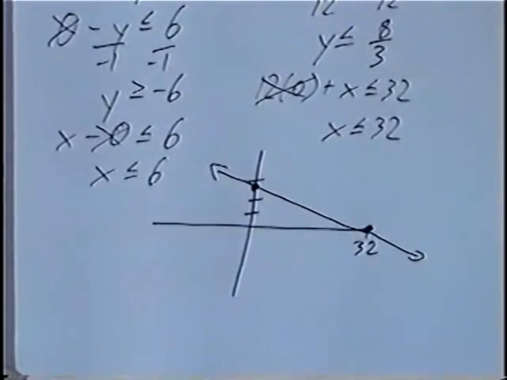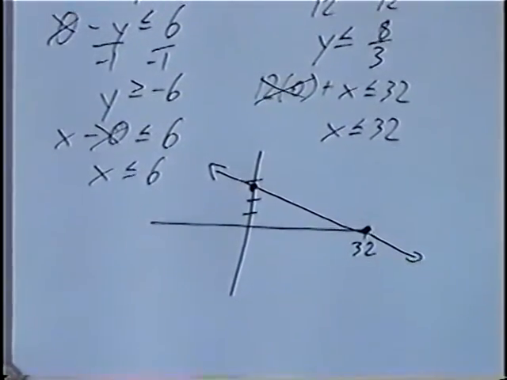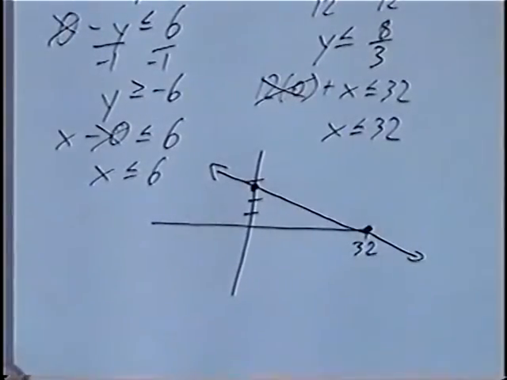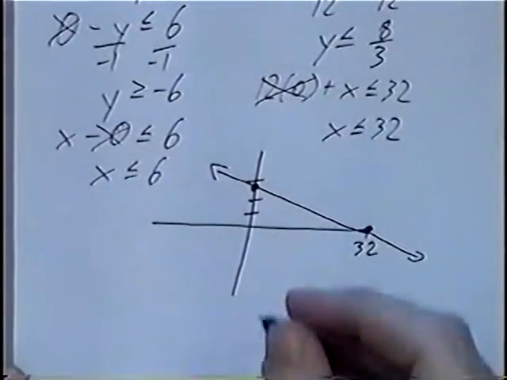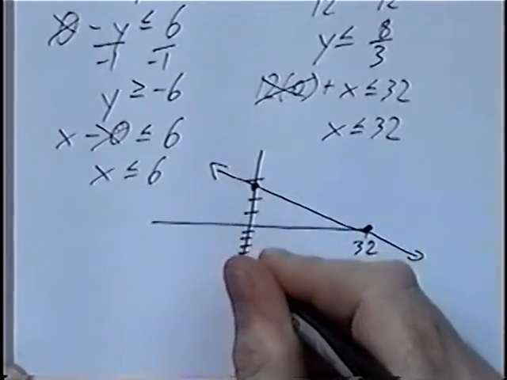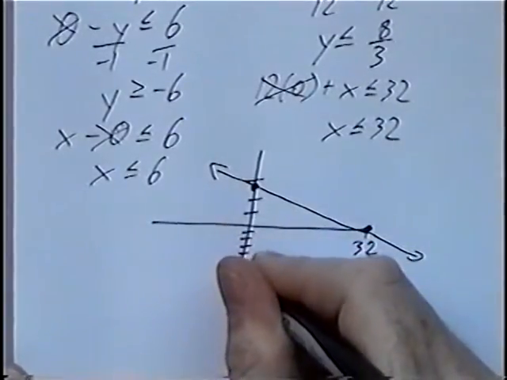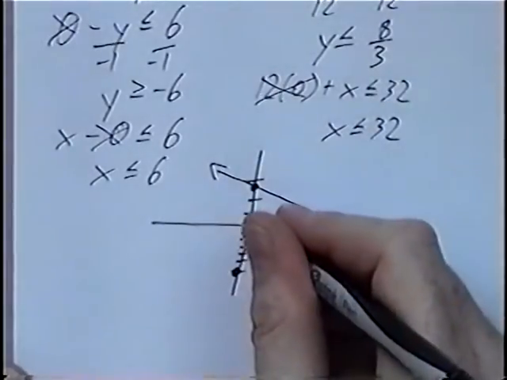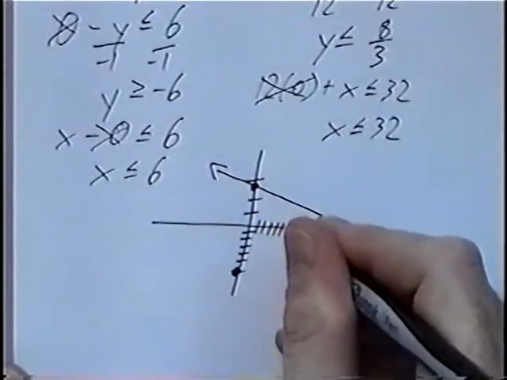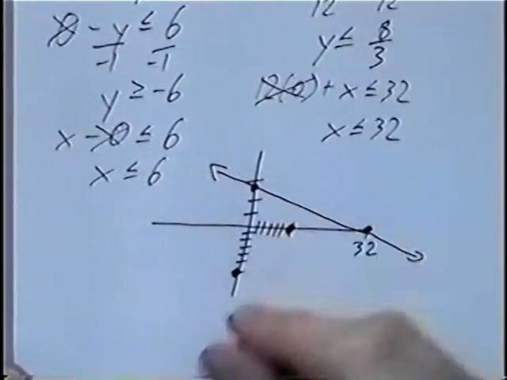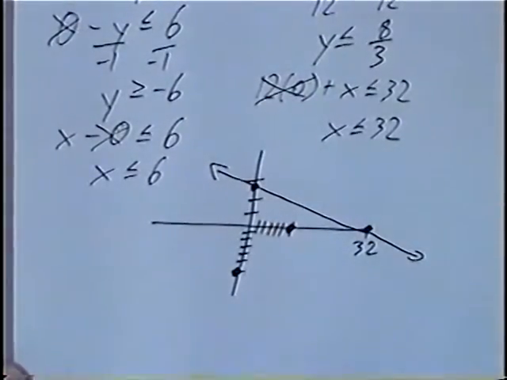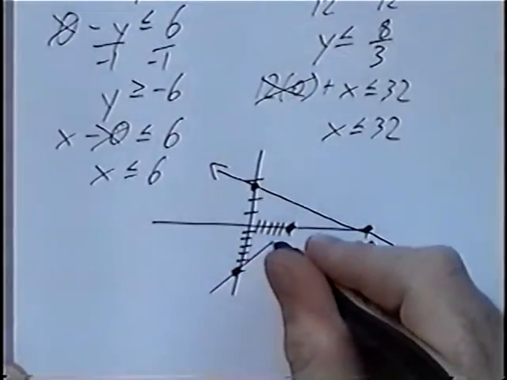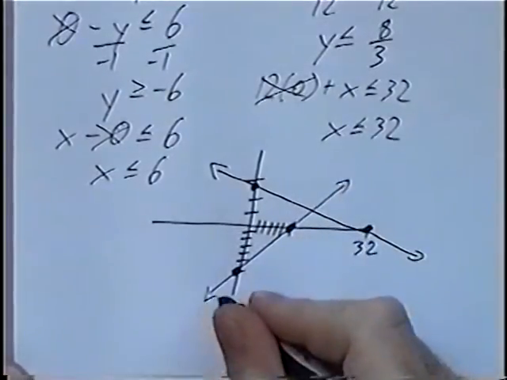We'll graph the second line and then we'll shade afterwards. The second inequality, the y-intercept was at negative 6. And the x-intercept was at positive 6. Again, this inequality was less than or equal to, so it would be a solid line.